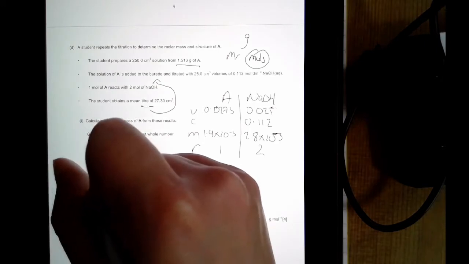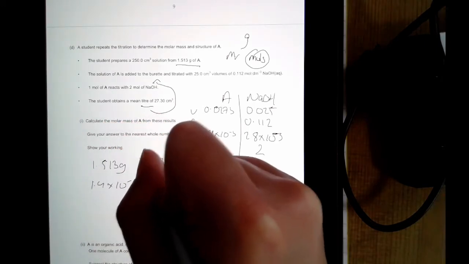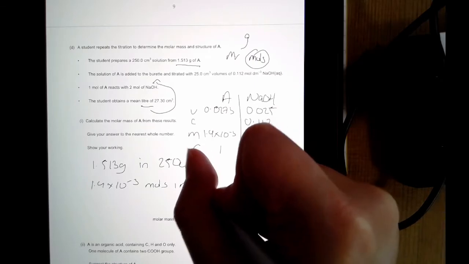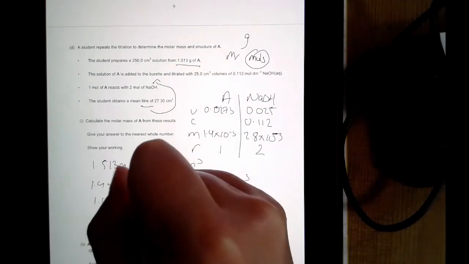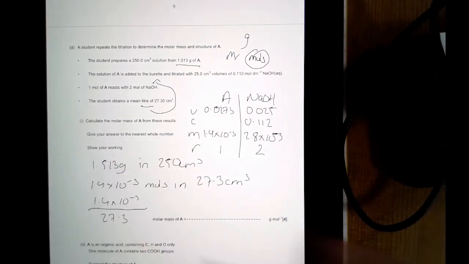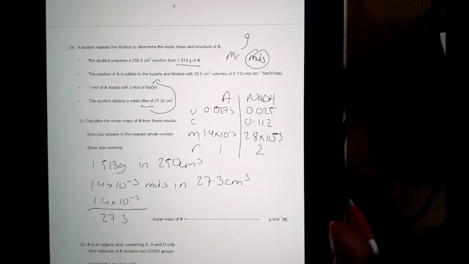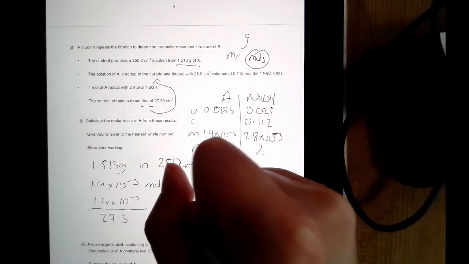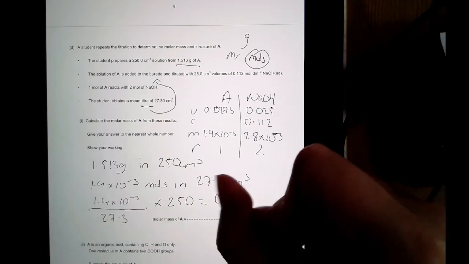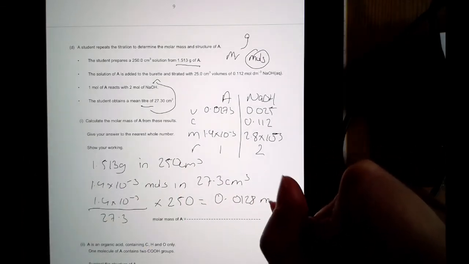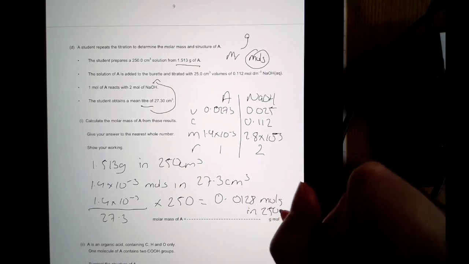So to do this, I've got 1.4 by 10 to the minus 3 moles in 27.3 centimeters cubed. If I take the number of moles and divide by 27.3, I'll work out how many moles I've got in 1 centimeter cubed. And then if I take that and multiply it by 250, I'll work out how many moles I've got in 250 centimeters cubed. So I've got my 1.4 by 10 to the minus 3, I divide it by 27.3 and times it by 250, and I end up with an answer of 0.0128. And that's my moles in 250 centimeters cubed.